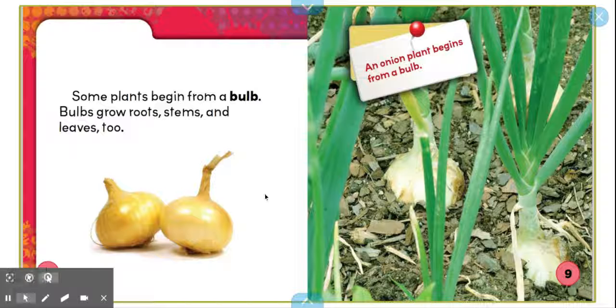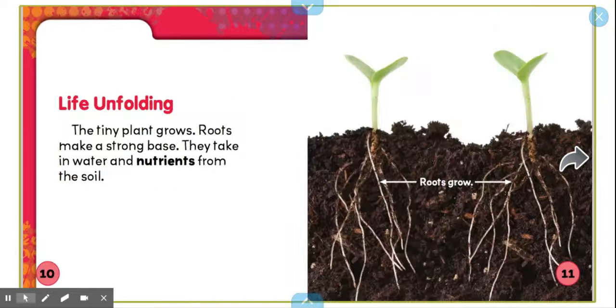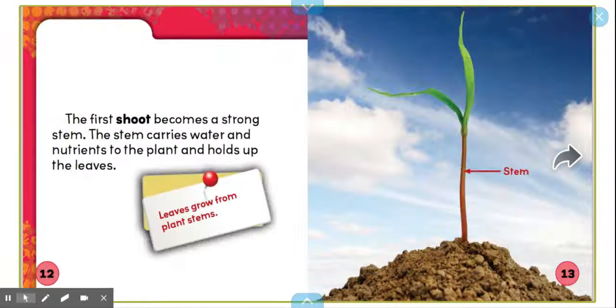An onion plant begins from a bulb. The tiny plant grows. Roots make a strong base. They take in water and nutrients from the soil. The first shoot becomes a strong stem. The stem carries water and nutrients to the plant and holds up the leaves. Leaves grow from plant stems.